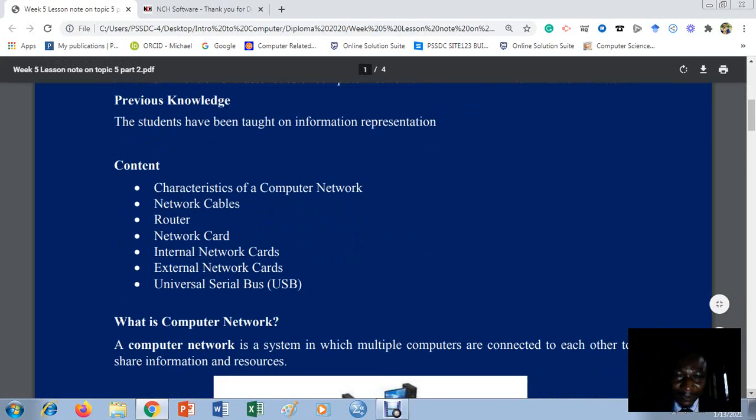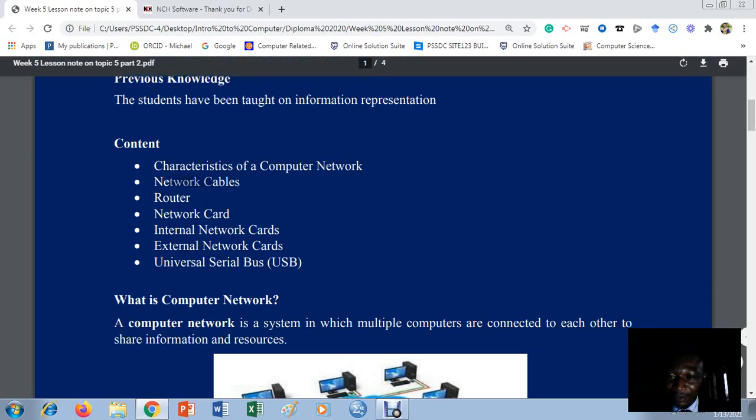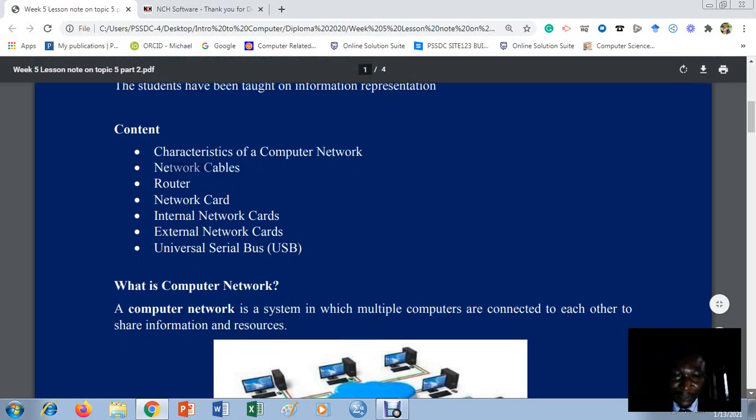Our content, what are we actually going to look out for or be doing? We are going to be looking at characteristics of a computer network, network cables, router, cards, internal cards, external cards, and finally looking at USB.